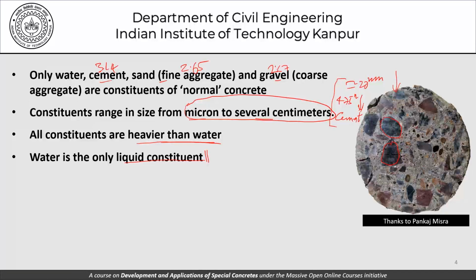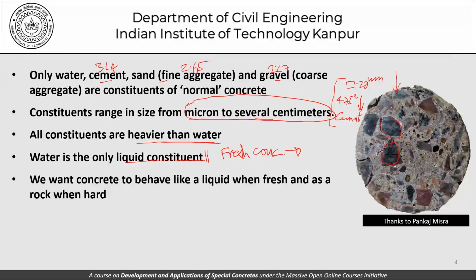Absolutely remember this while we are trying to understand the properties, especially of fresh concrete, because in the fresh state we want the concrete to be flowing. Now, how does it flow? The constituents should be such that they allow the concrete to flow, and that can happen only with water because that is your only fluid involved. What we want from concrete is for the material to behave more or less like a liquid when fresh and as a rock when hard.